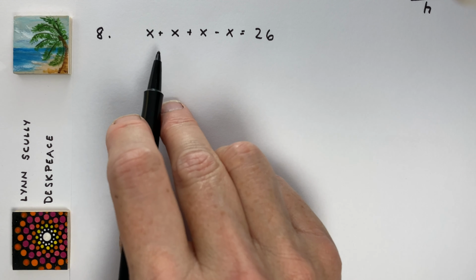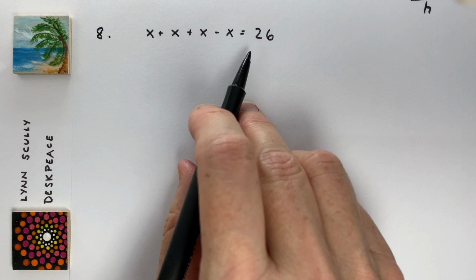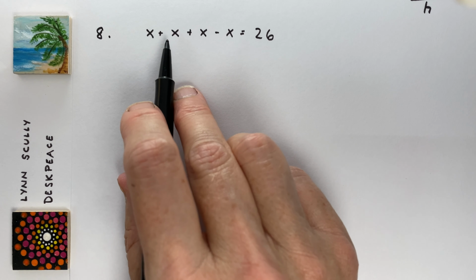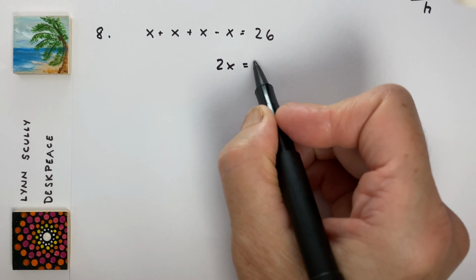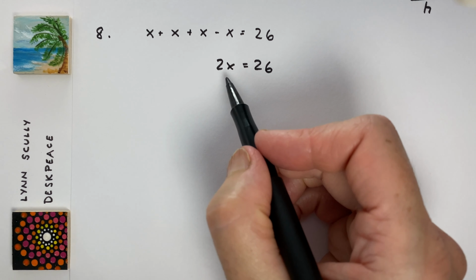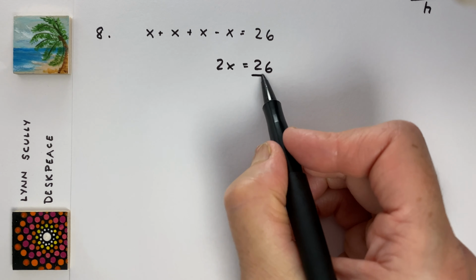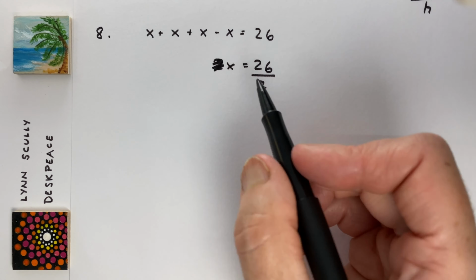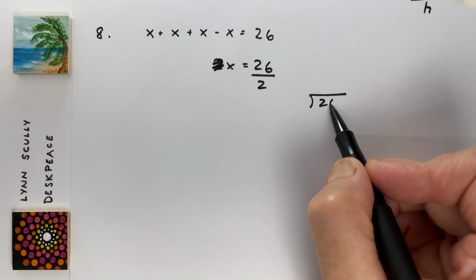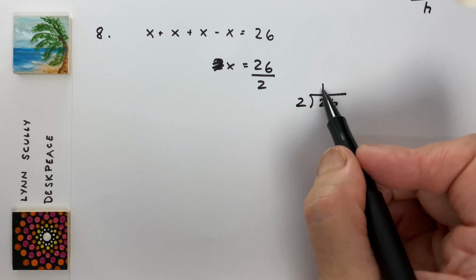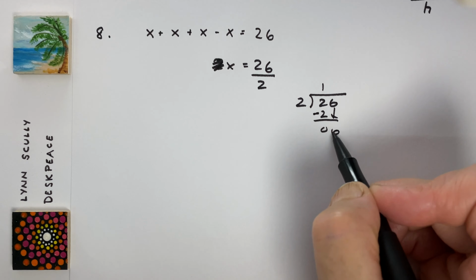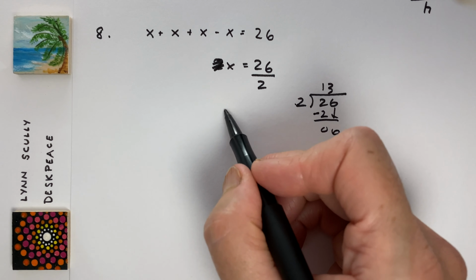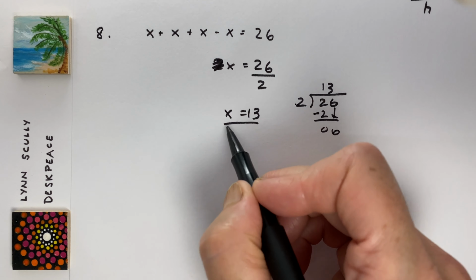Number 8, x plus x plus x minus x equals 26. 1, 2, 3. 3 minus 1 is 2x equals 26. I want to get x alone. 2 is attached by multiplication. Move it by division to the other side of the equal sign. 26 divided by 2. 2 into 2 is 1. Bring down the 6. 2 into 6 is 3. I'm getting x equals 13.